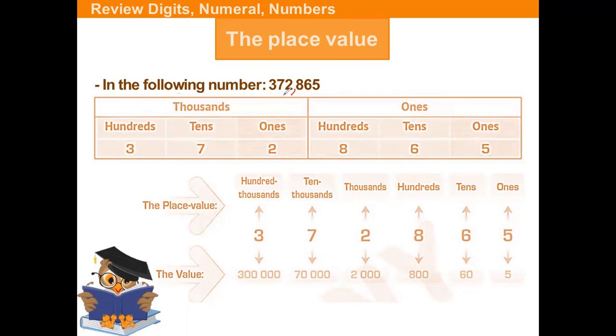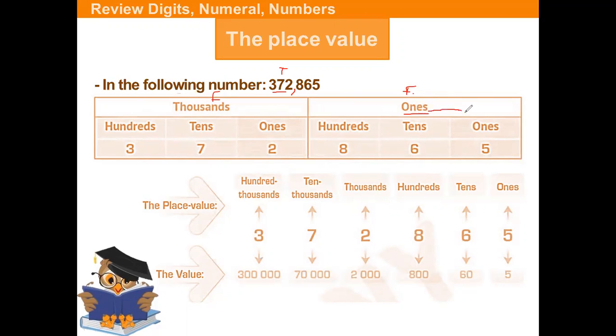So 372,000. This is the family of thousands. And we have 865. Now in this table, we have a family and we have sons. This is a family. This is a family. Ones is a family and thousands is a family. Each family has 3 sons.